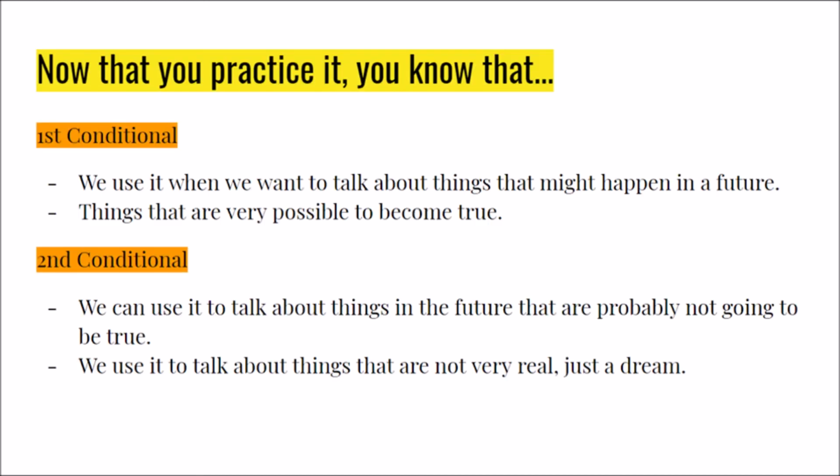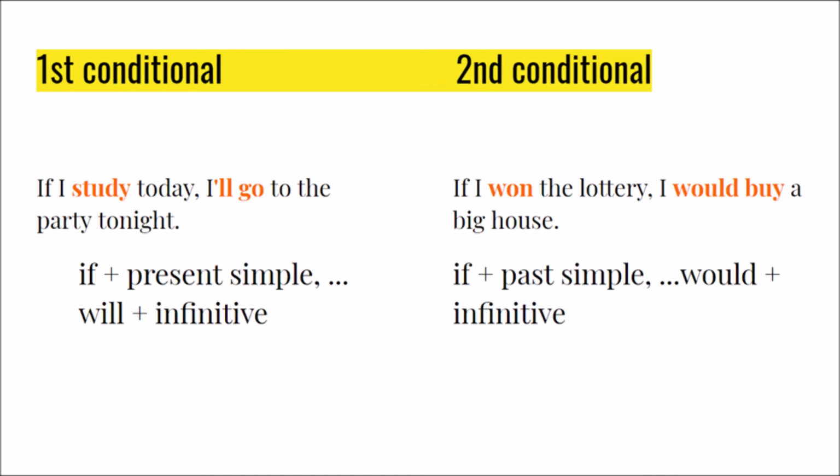Now that you have practiced it, you know that the first conditional is the one that we use when we want to talk about things that might happen in the future or things that are very possible to become true. And the second conditional is the one that we use to talk about things in the future that are probably not going to be true, or we also use it to talk about things that are not very real or are just a dream. And finally, we also know the structure of both of the conditionals.